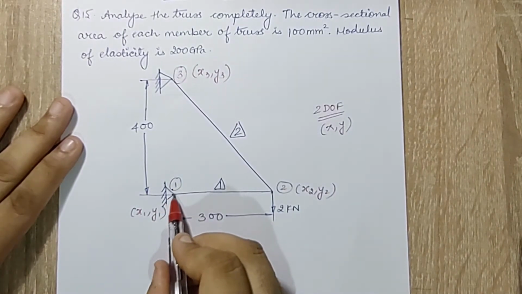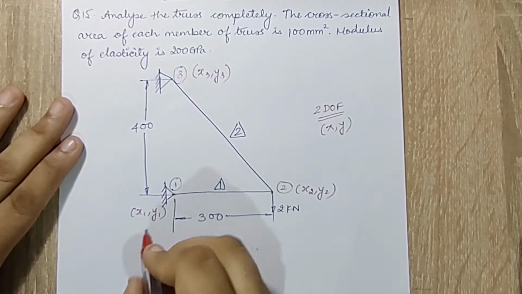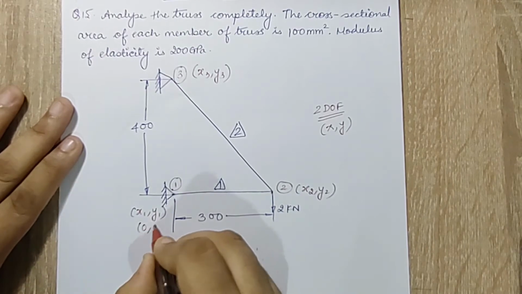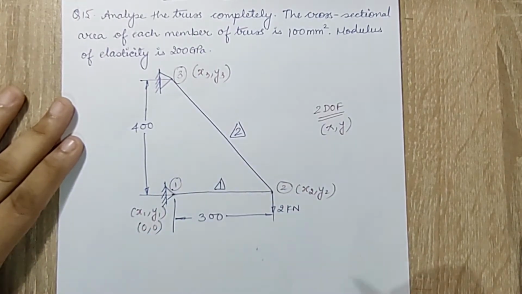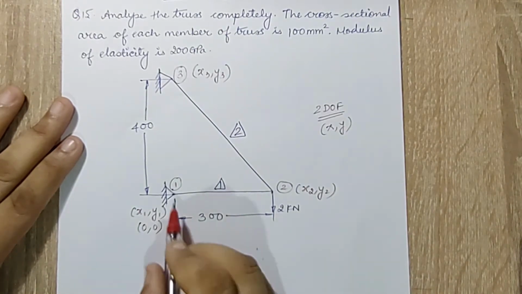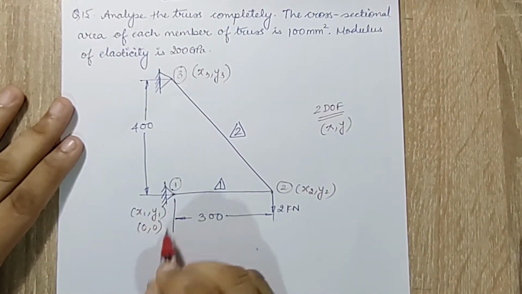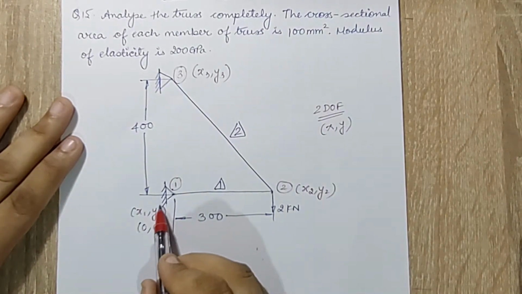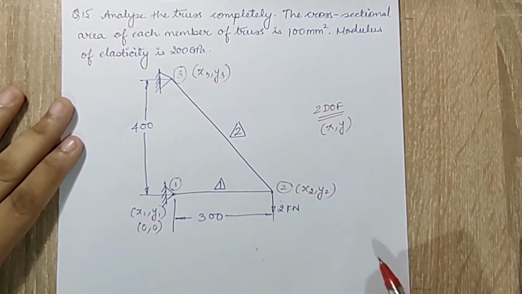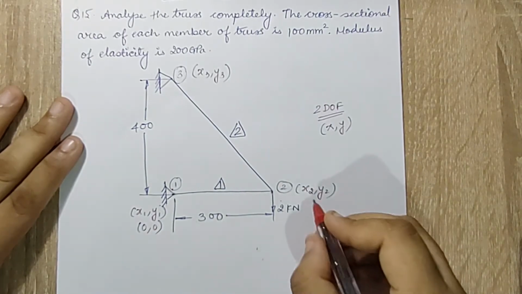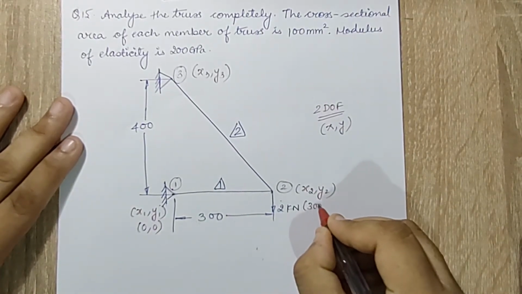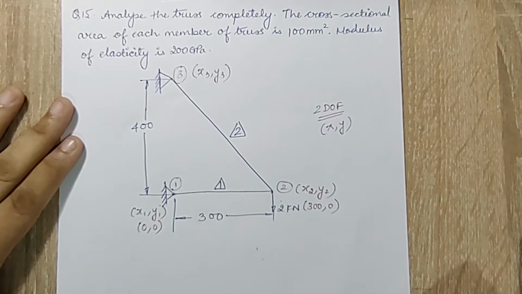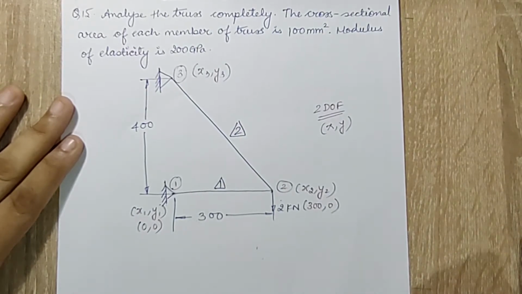Here let me start by assuming that node 1 has coordinates 0, 0. You can assume this or this also as 0, 0 and accordingly mark the other nodes, but it is always preferable to go for a corner node and then solve the other one. So I am using this as 0, 0. Now from here to here I am going to walk along the x-axis by a distance of 300. So this will be 300 and I am not going in the y-axis, so the y value is 0.